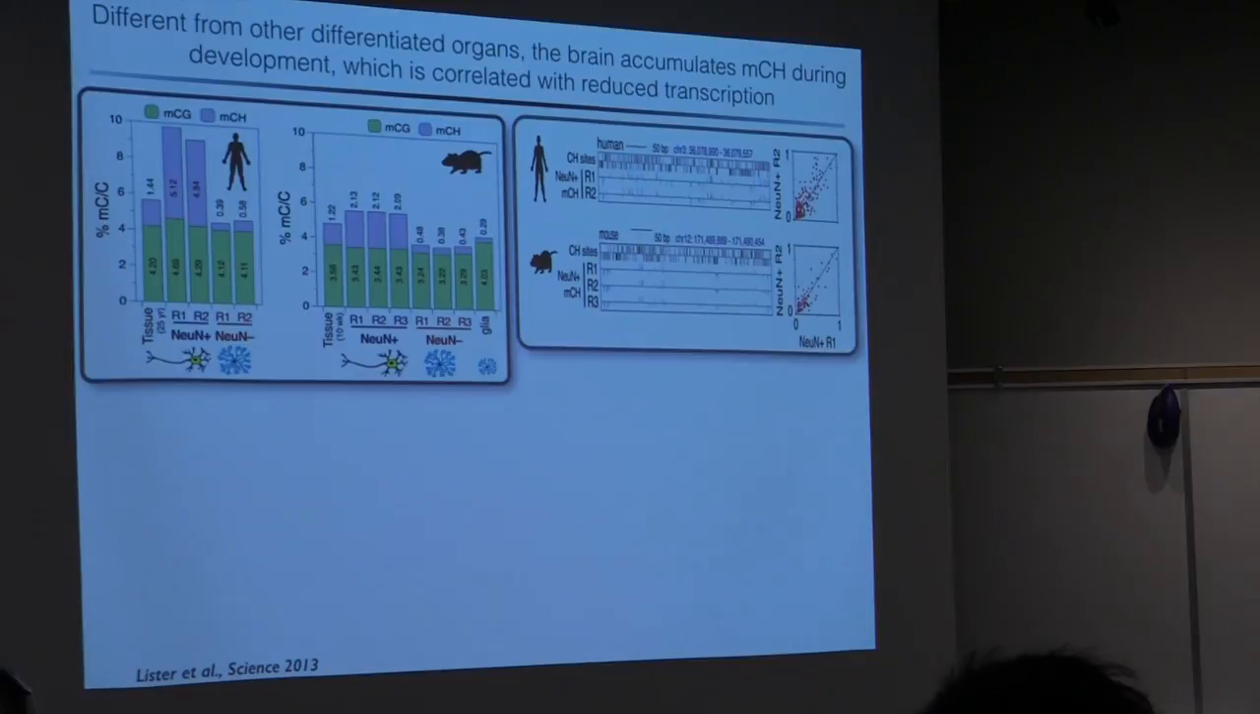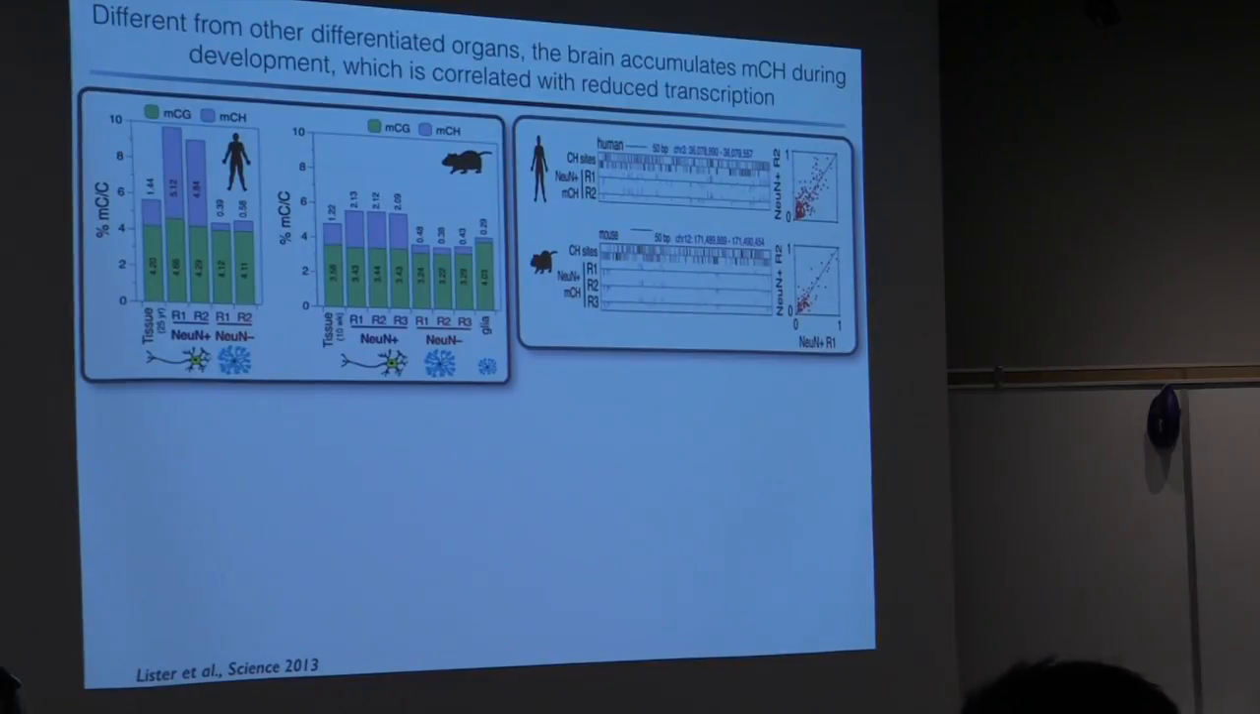These are just some of the data. I'll go through reasonably quickly here because it was published a few years ago. This is just measuring, in a purified neuron, a cortical neuron, so NeuN plus here. These are the NeuN minus, which are mostly glial cells. The purple here is the amount of non-CG methylation. These replicates are two different people, and there's an abundance of this context of methylation.